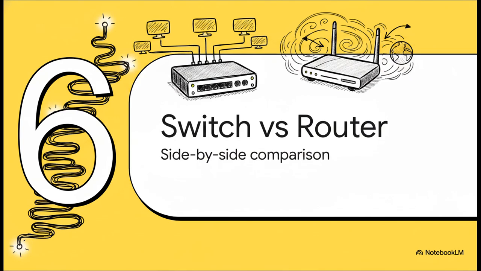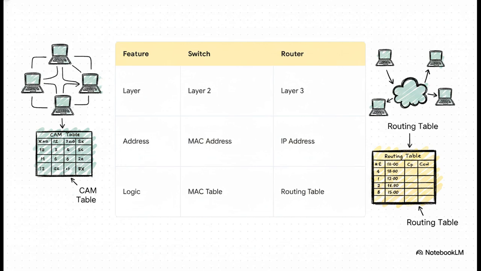Let's wrap things up with Section 6, a switch versus router comparison. To make absolutely sure we've locked down these concepts, let's look at a meticulous side-by-side comparison of the two biggest heavy hitters we've discussed. Think about how a switch operates strictly at Layer 2, relying on physical MAC addresses and an internal CAM table to connect devices within the exact same local area network. A router, however, operates at Layer 3. It utilizes logical IP addresses and complex routing tables to connect entirely different networks together.